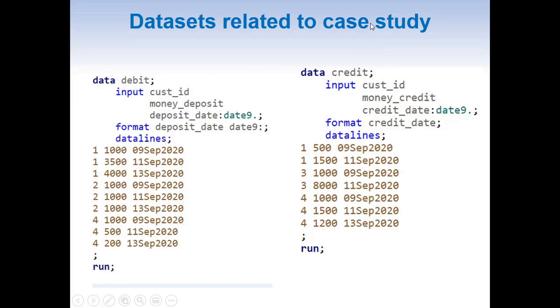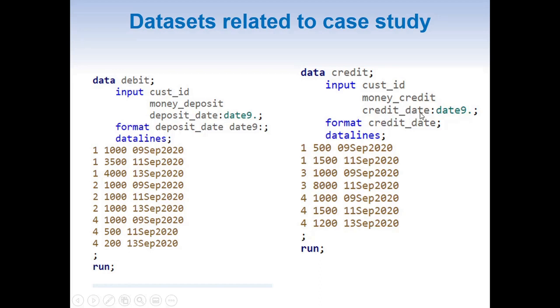These two data sets belong to a fictitious bank, and these data sets have three variables each, and one variable, cust_id, is common for both the data sets. For the debit data set, we have two other variables, which are money_deposit and deposit_date. Whereas in the case of credit, the two variables are money_credit and credit_date.